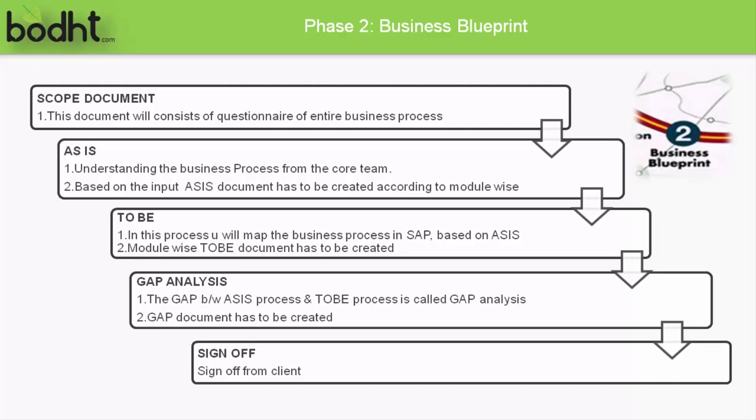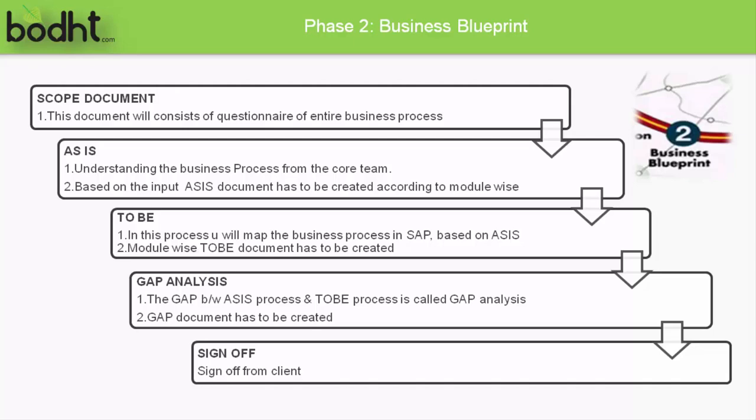And then comes the as-is document. The as-is document is prepared by us, meaning by the implementation consultant, and explains his understanding of the process as it is. That's why it is called the as-is document. Then comes the to-be document, where going forward how they would run their business using SAP would be defined, which we call the to-be document.